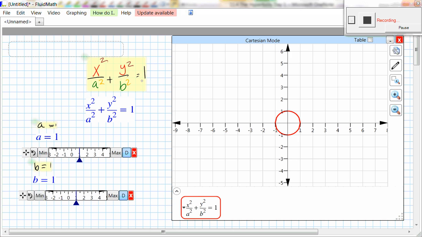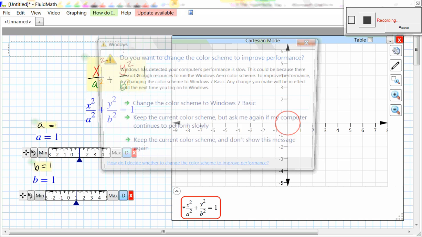But notice, why does the picture look circular? Who thinks they know why? Why does the picture look circular to you? Yeah, Ian, what do you got? He says because a squared and b squared are equal. Is that true? Okay.